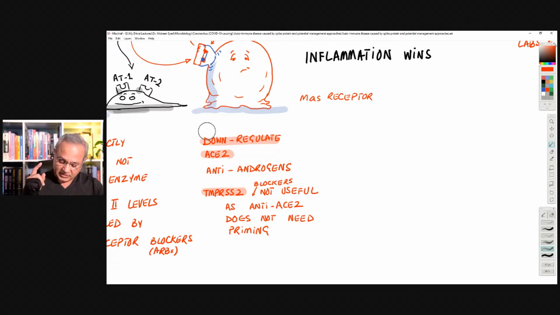Now, some folks said to me that, hey, TMPRSS2 might be useful. I actually read a study where they said giving antiandrogens would cause TMPRSS2 to become downregulated, which will help against the long COVID. I think that would not help if it is this mechanism. The other mechanisms would help. Why not? Here is the reason.